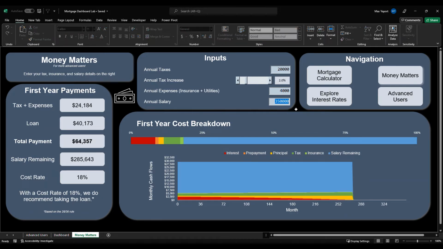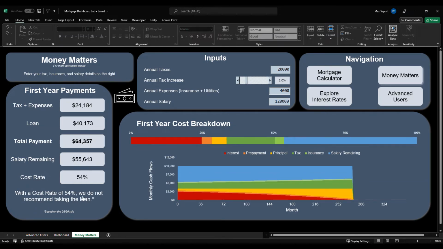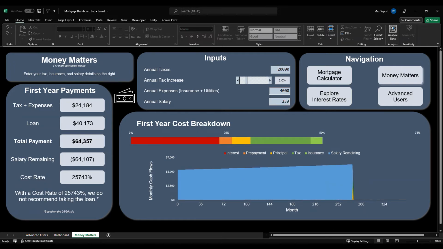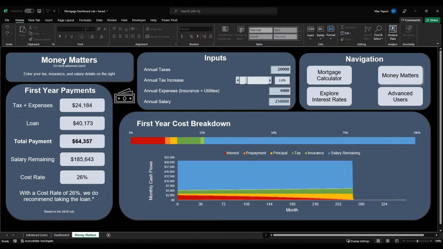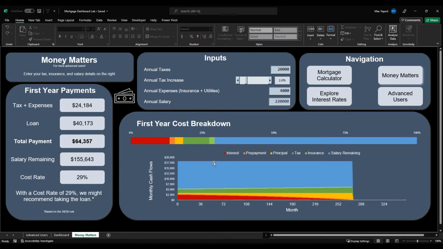So let's say your salary was about $120,000. Your cost rate would be 54%, and we would not recommend taking the loan. But let's say it was somewhere in the middle, like $250,000, or let's say even a little bit lower than that, like $220,000. Cost rate of 29%.